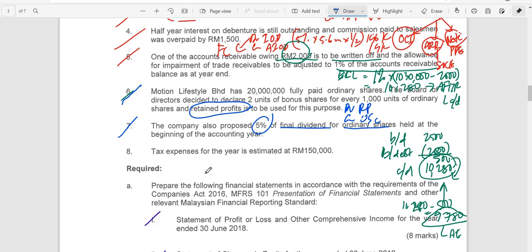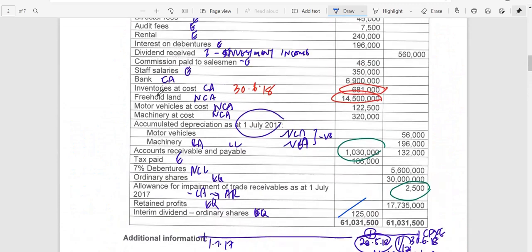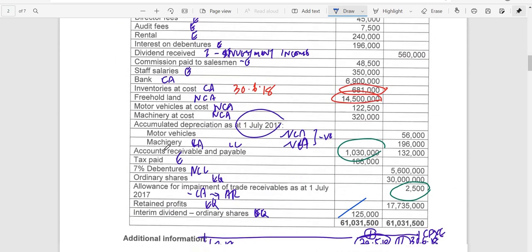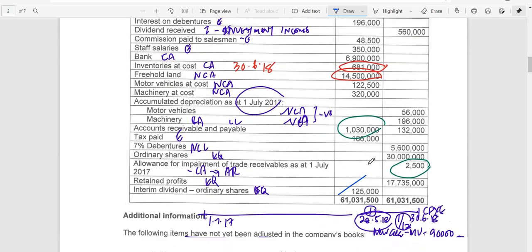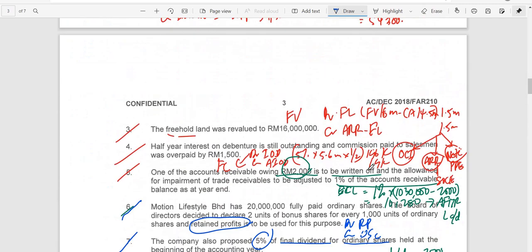Number 8 is on tax, and tax expense was 150, so debit tax expense. This is the one that will go to the statement of profit or loss, 150, and you will have to go and credit tax paid. Since there was a tax that has already been paid, you need to go and close the tax paid account, offset them, 186.